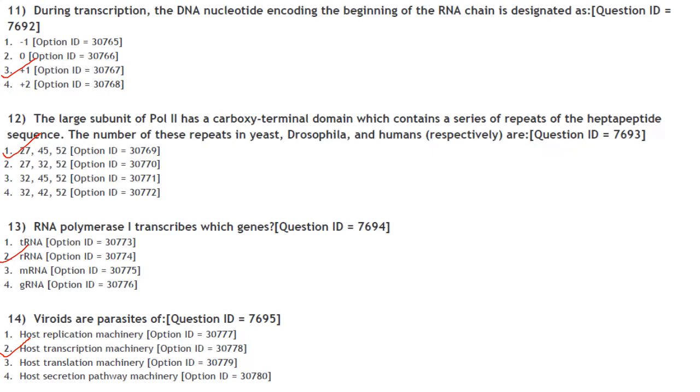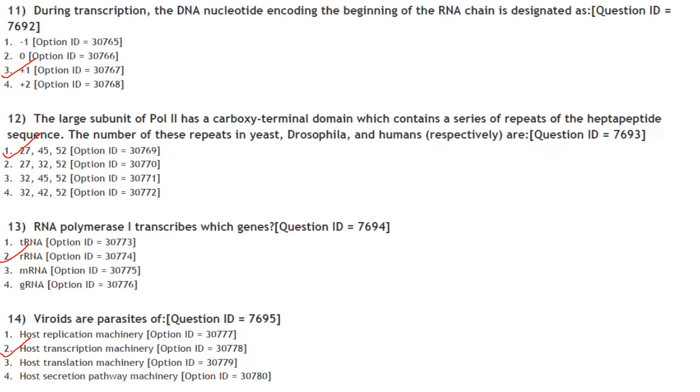Then next one. The large subunit of Pol II has a carboxy terminal domain which contains a series of repeats of the heptapeptide sequence. The number of these repeats in yeast, Drosophila and humans is 27, 45 and 52 respectively. Option 1. Next one. RNA polymerase 1 transcribes which gene? It transcribes rRNA.